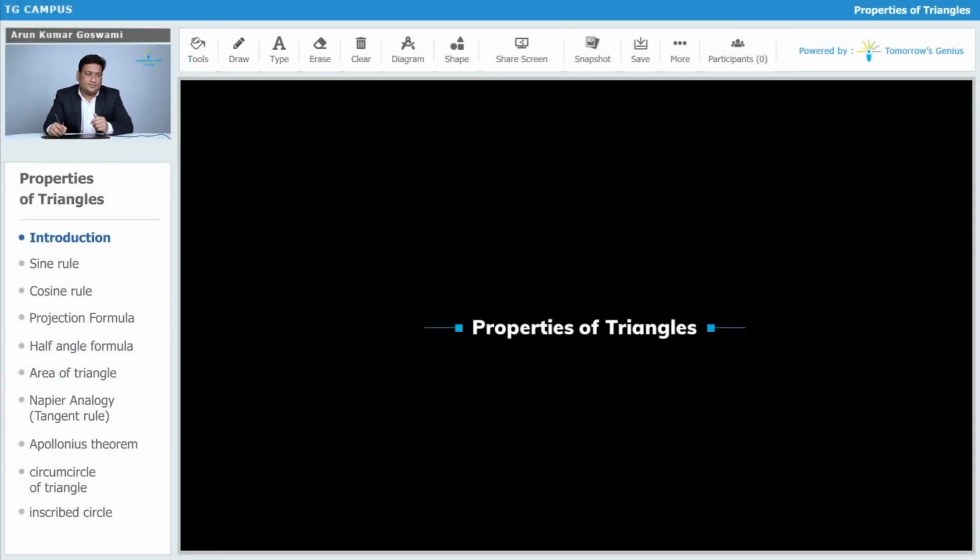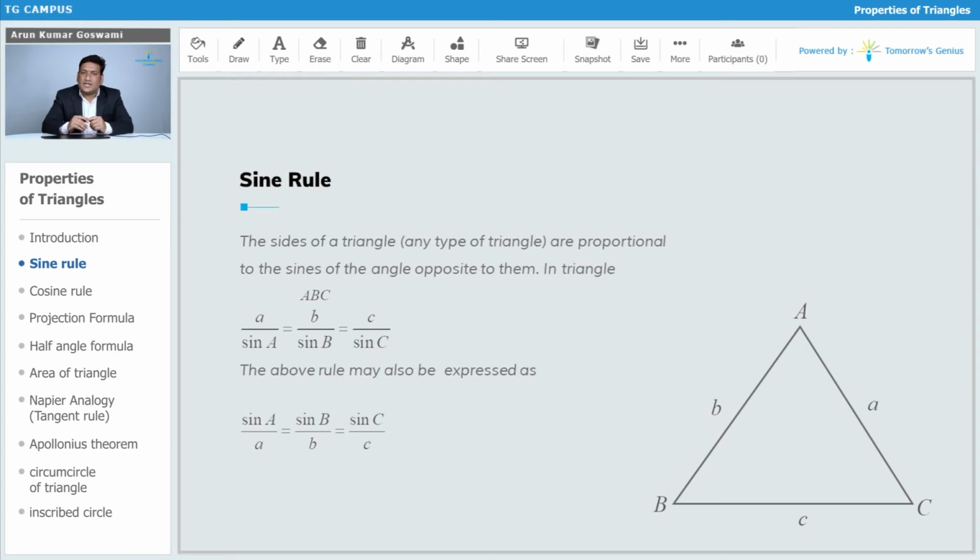Okay, so let's see. The first property is called the sine rule. Why are we calling this the sine rule? Because we are including sine, that's the common thing here. But we are not just using sine, we are also using the sides of a triangle. If you can see here, I made one triangle, and capital A, capital B, capital C are the vertices of my triangle, and small a, b, c are the lengths of the sides opposite the angles.